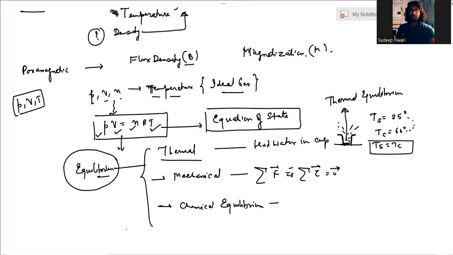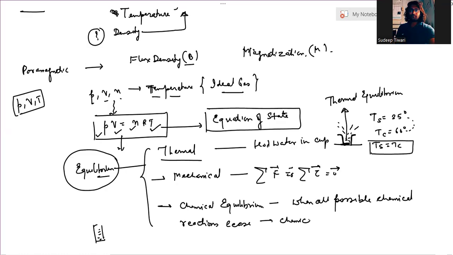And let's say your battery system, in which you have certain chemicals. A system may contain some substances which may react chemically. After a while, all these possible chemical reactions cease. When all possible chemical reactions cease, then the system is said to be in chemical equilibrium. I hope this is fine to you.